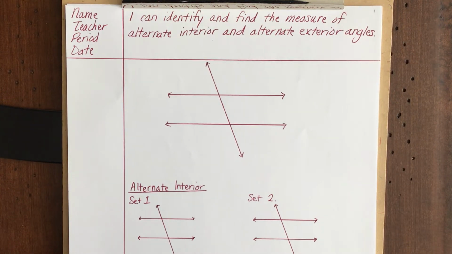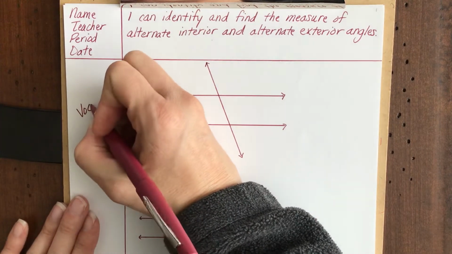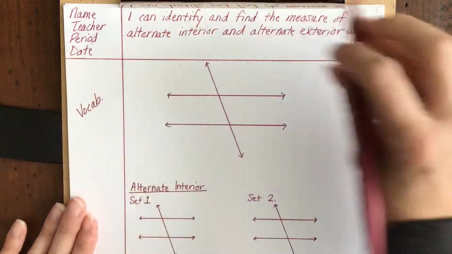Today we are going to identify and find the measure of alternate interior and alternate exterior angles. So to start with, you can pause the video if you're taking notes and just set this all up. We're going to talk about some vocabulary first. Actually, most of this is vocabulary.